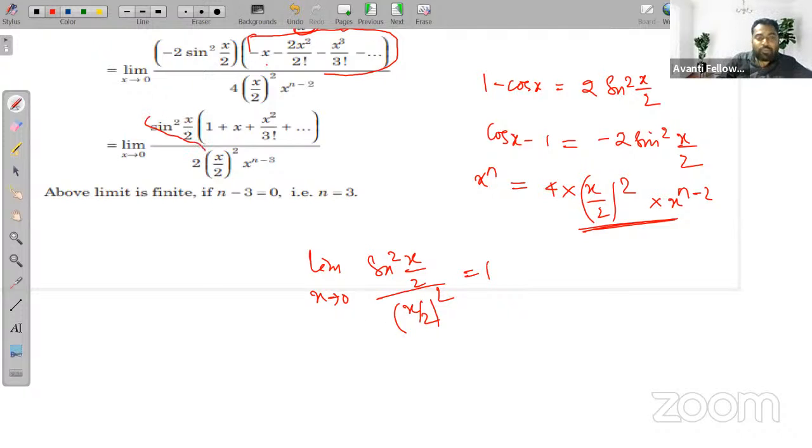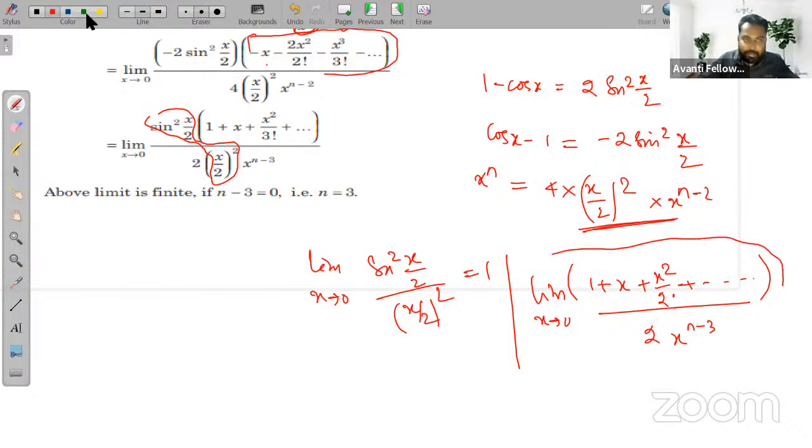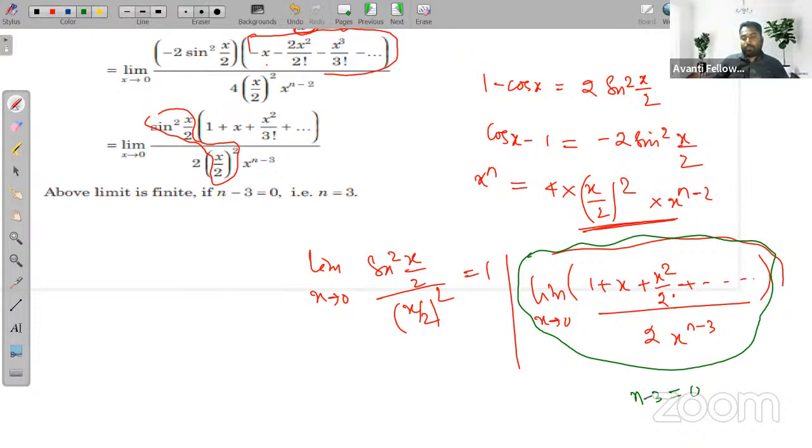That means this function gives you 1, and after that we are having the limit as x tends to 0 of 1 plus x square by 2 factorial and so on, whole divided by 2 into x raised to n minus 3. Okay, so in the question it is given that the limit must be finite. So for this limit to be finite, n minus 3 must be equal to 0.